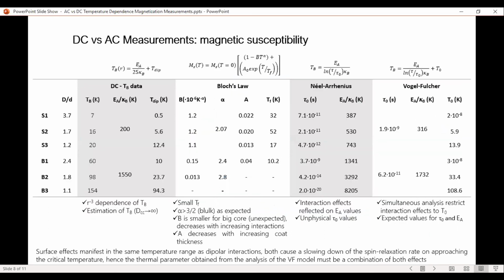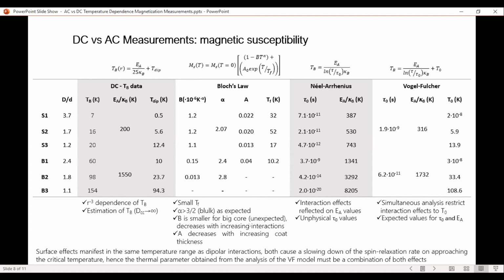So looking at the numbers, what we can see is that analyzing DC data, we obtain an inverse cube interparticle distance dependence for the blocking temperature, which leads us to think that this is all dipolar contribution, and we could from this obtain an estimation of the blocking temperature in an ideal absence of dipolar interactions.